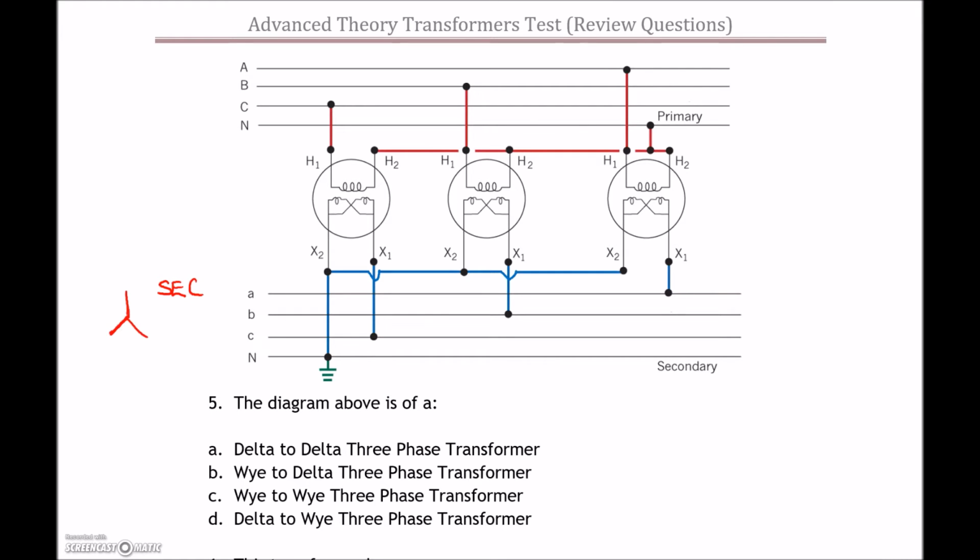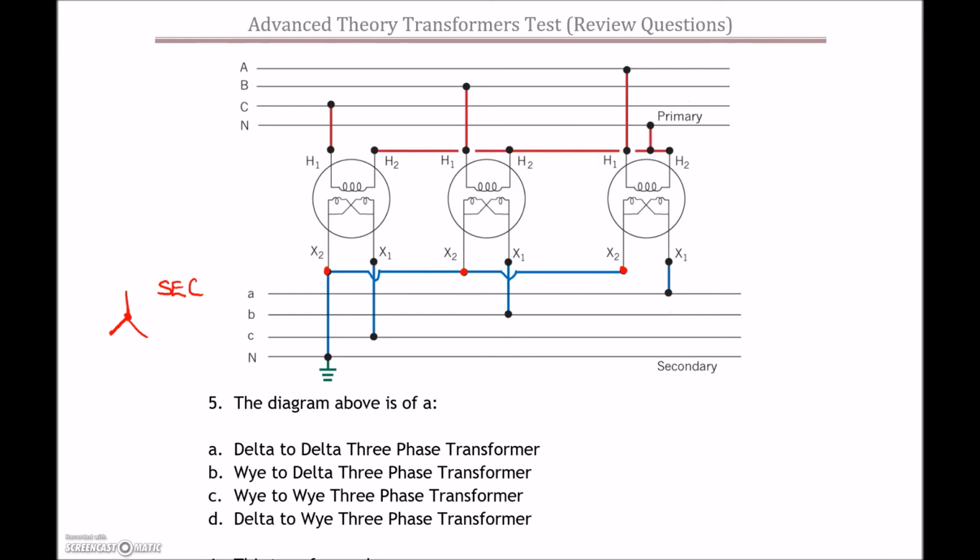a Y configuration there, because we have the star point right here, and that star point is clearly seen with each of these points being brought to the same potential. Right, then we have line 1, line 2, line 3, and we can see here that we've got line 1, line 2, and line 3 coming off of our outside connections here. Okay, so the Y secondary, let's see what we have on the primary.